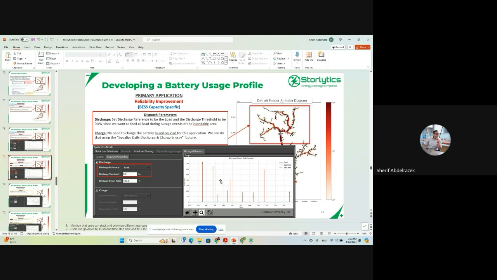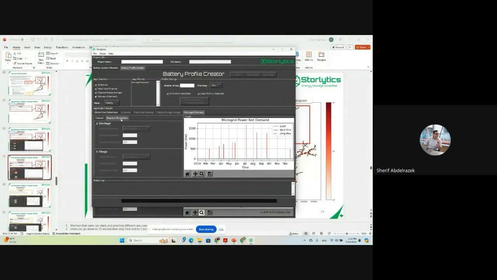Then here, dispatch parameters. So here we're going to say, all right, discharge. We can do net demand or load; it doesn't make a difference. But discharge whenever load is greater than 0, because for this case we want to back up that entire region. So let's say just discharge whenever there's a load. So we set this to 0.